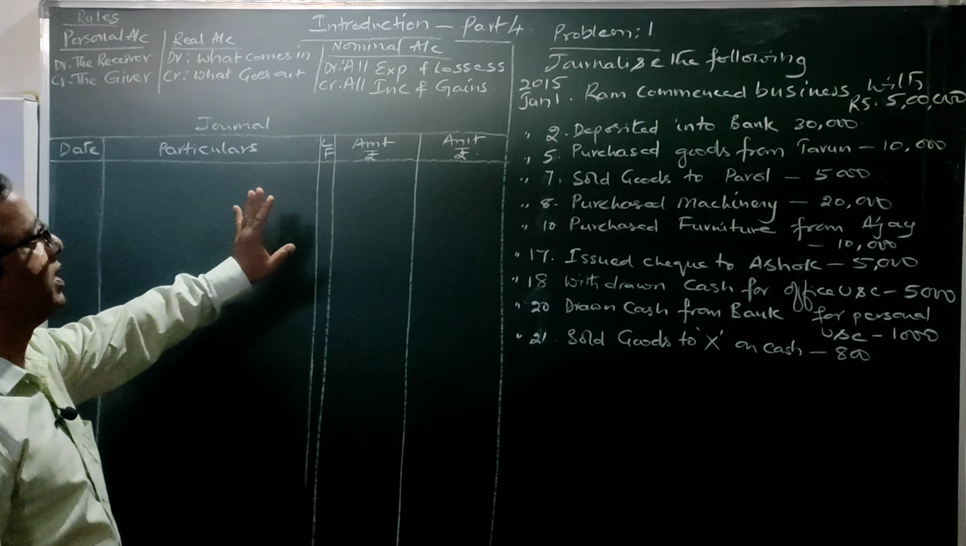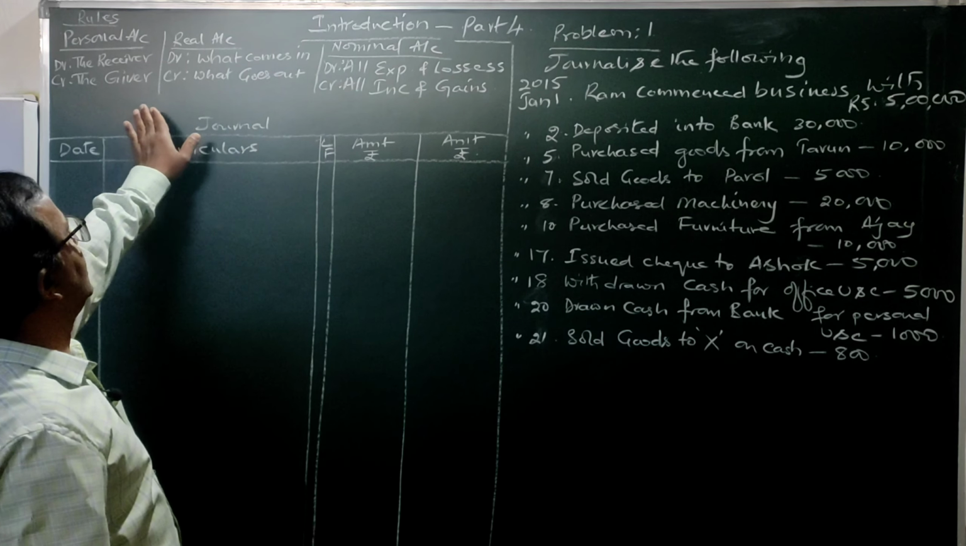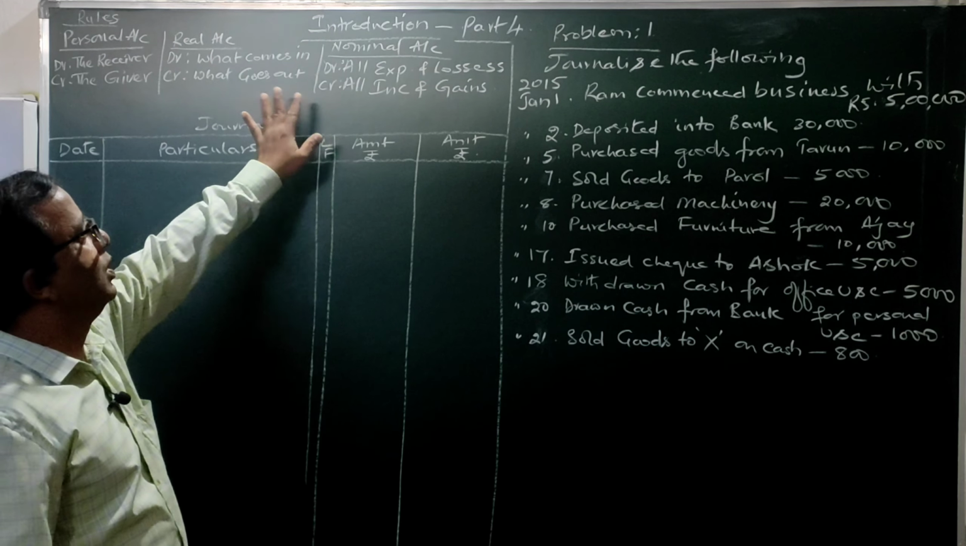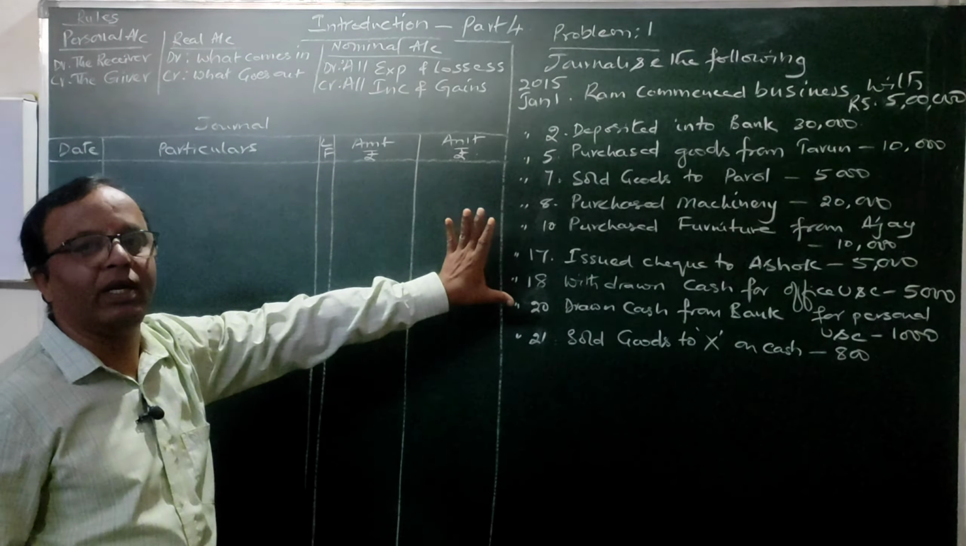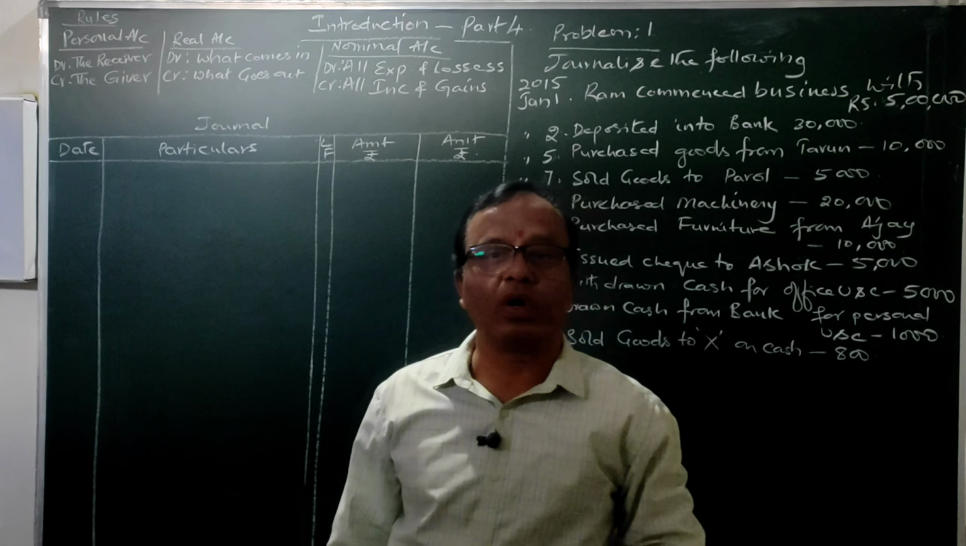As you know very well, in our last class I explained that accounts are classified into three: personal account, real account and nominal account. These are the rules of the personal account, real account and nominal account. Based upon these rules, we are now going to write the entries. These entries will be written in the first book, called the journal.